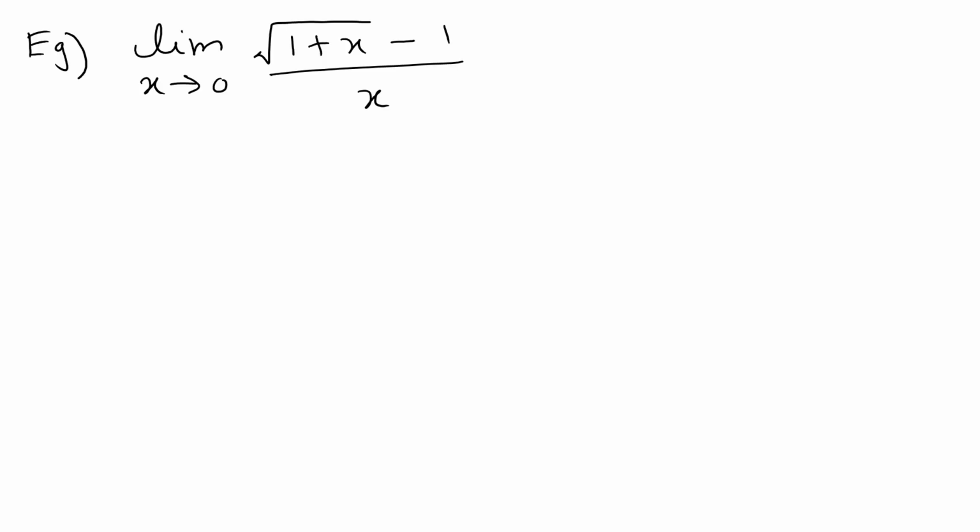How about this? We have the limit as x goes to 0 of square root of 1 plus x minus 1, divided by x. We know how to solve a problem like this one. Normally we solve these kinds of problems by multiplying by the conjugate of the top and the bottom, which is the usual algebraic technique. But let's see how we can use L'Hopital's rule for this problem. When x goes to 0, the top goes to 0 and the bottom also goes to 0. So it's again a 0 over 0 problem.